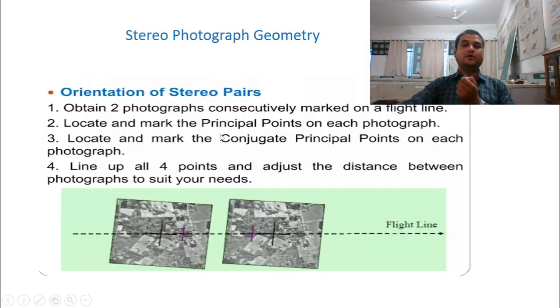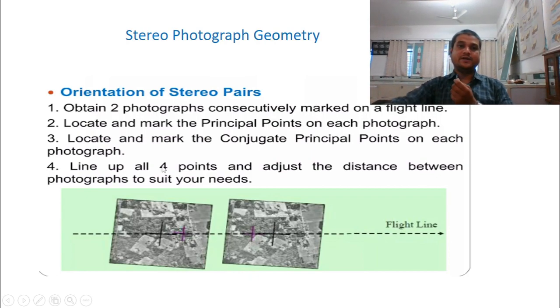How it works, meaning the geometry behind this: how the two aerial photographs are placed and what the flight line is. You can see it one by one. First, we take the two photographs collectively and make a flight line here. This is the flight line. Locate and mark the principal point on each photo. This is the principal point, which we can say is the midpoint of that photo.